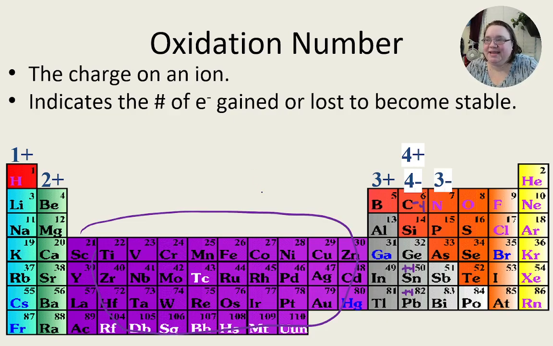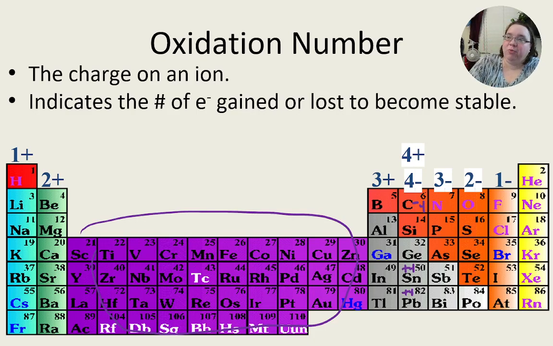Group 15 with the 5 valence electrons is closer to that octet than it is away from it. So it's going to fill it in and form a -3 charge. All of the elements in group 15, my nonmetals, are going to form -3. Group 16, my nonmetals, form a -2 charge. And group 17, my halogens, form a -1 charge.